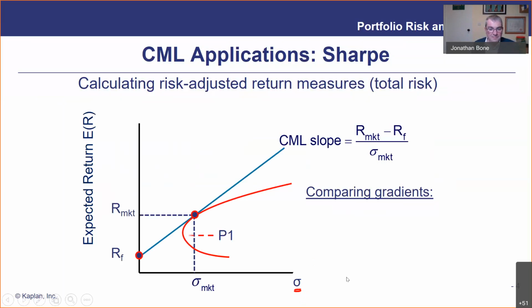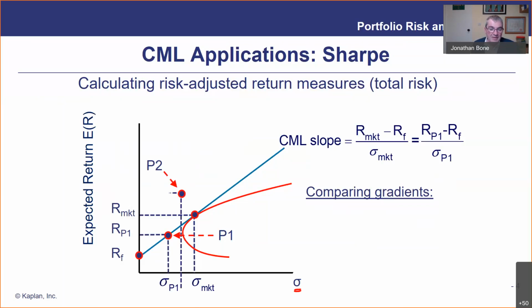Now, we've got a portfolio there, P1. Now, P1 lies on the capital markets line. So if you work out the return on portfolio 1 minus the risk-free rate over the standard deviation of portfolio 1, it's going to give you the same slope as the CML. If you plot on the CML, you've got the same slope.